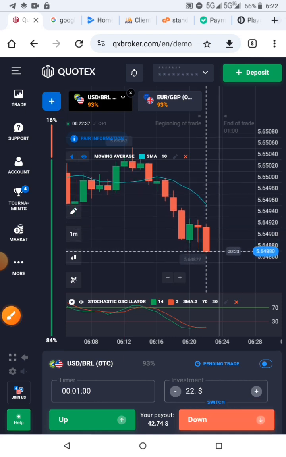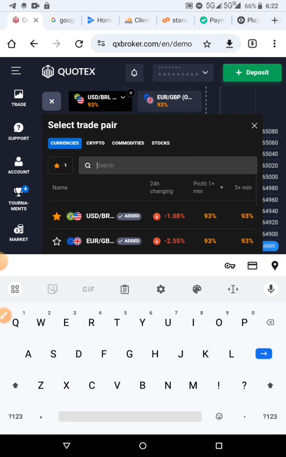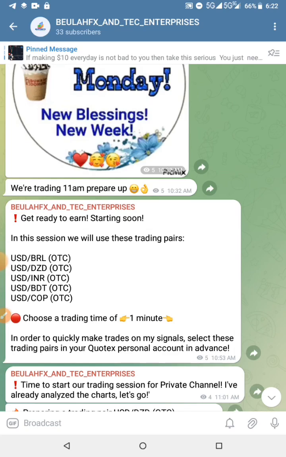So I have to touch on that plus, and it's going to bring out the list of available currency pairs that you can select from. So let's assume that we are using the ones in this group. The first one is USD BRL, the second one is USD DZD, as you can see.